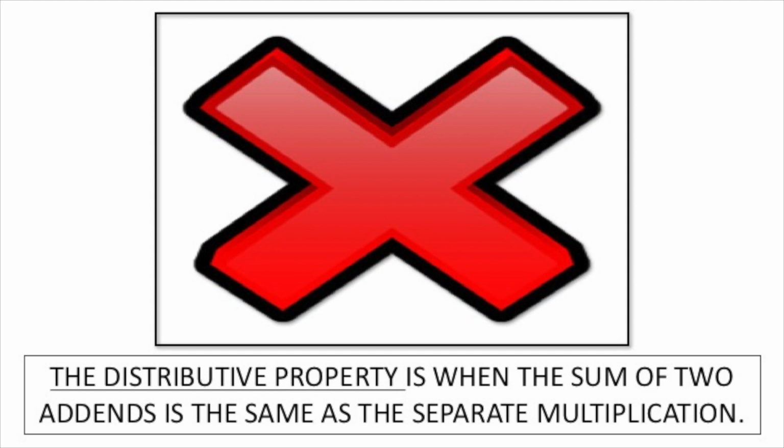One more time. The distributive property. These words are quite long and hard to say, I understand. Is when the sum of 2 addends. Now the addends are what we call the parts in brackets. The sums in brackets are called addends. Is the same as the separate multiplication. So let's take a look at distributive properties.